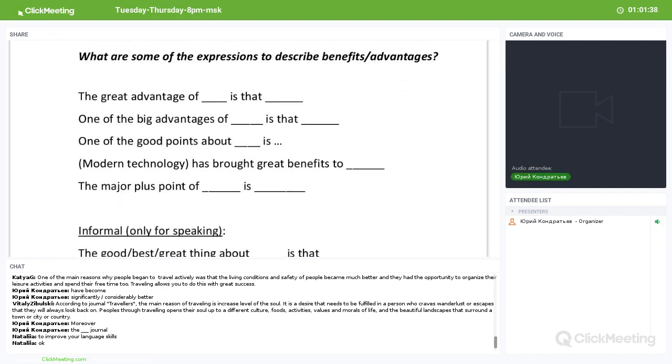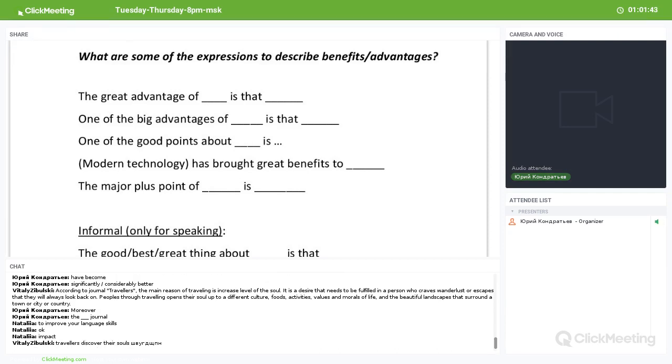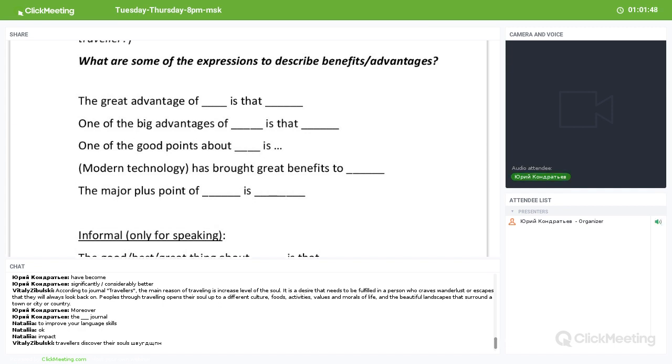Here's what I can offer. The impact, that's influence. Travelers discover their souls. Okay, so the great advantage of, for example, traveling is that; one of the big advantages of traveling for the traveler is that; one of the good points about traveling is; well, for example, modern technology or something else has brought great benefits to, or traveling has brought great benefits to many people, to people around the world. The major plus point of traveling is, so you can use one of these expressions.